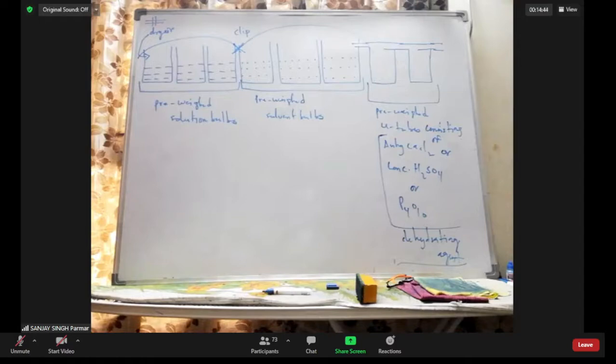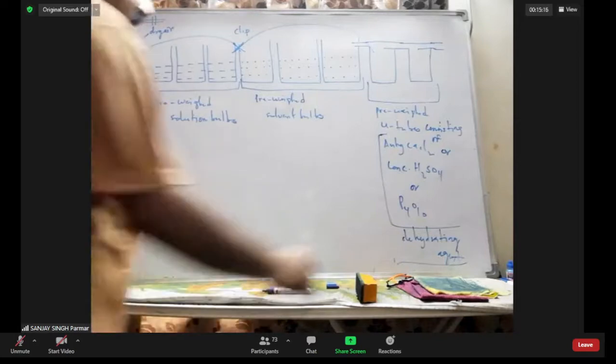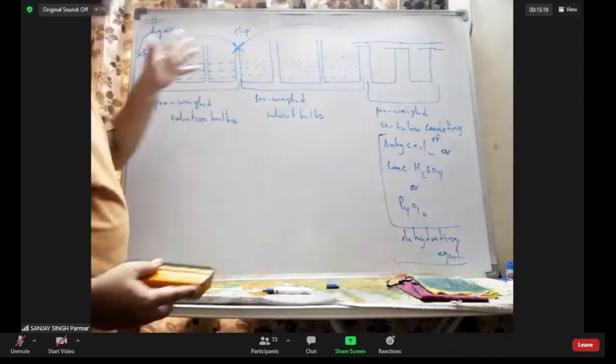Anhydrous calcium chloride, concentrated sulfuric acid or P4O10 are dehydrating agents. What is a dehydrating agent? That which removes water or moisture is called a dehydrating agent. Done? Completed, sir. Good. Now this I'll rub. The diagram I won't rub, only this part.